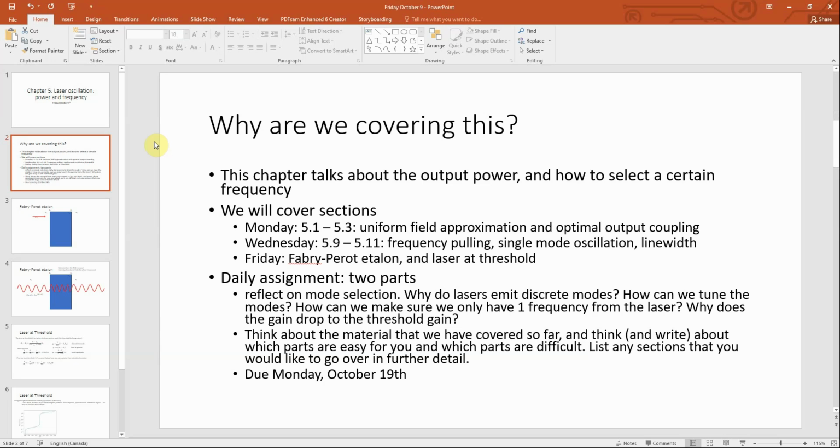On Wednesday, we looked at sections 5.9 to 5.11, which is discussing frequency pulling, how to get a single mode oscillation, how to move that mode around, and what the line width of a cavity is.